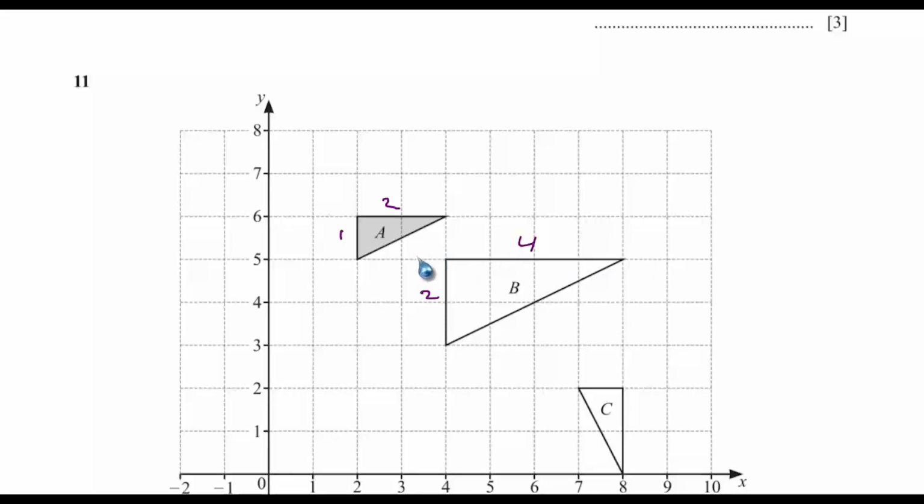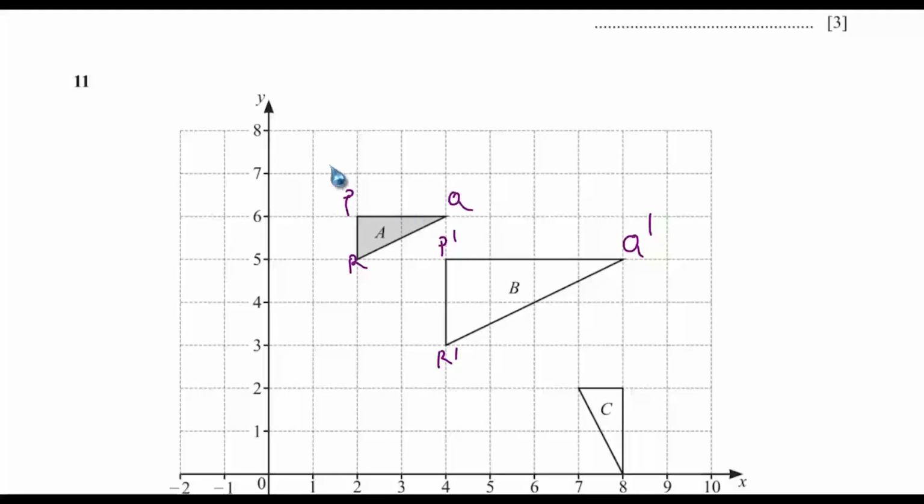So that is obvious. So we have the name of the transformation to be enlargement, the scale factor to be 2, and we need to get the center of enlargement. To get the center of enlargement, we need to join corresponding points from the two shapes. So let me erase the numbers. So the shape A can be labeled P, Q, and R. So the corresponding point will be P prime. So this will be Q prime, and this will be R prime for the image.